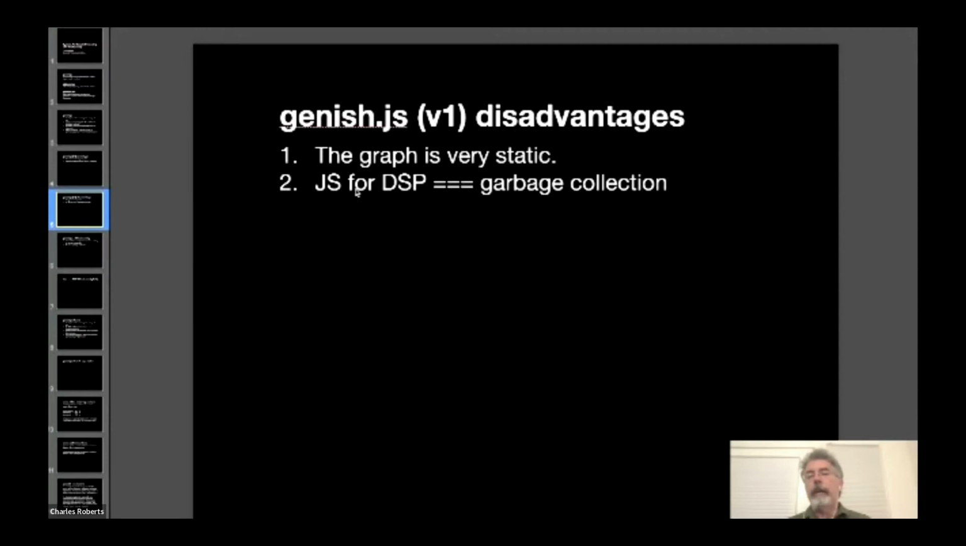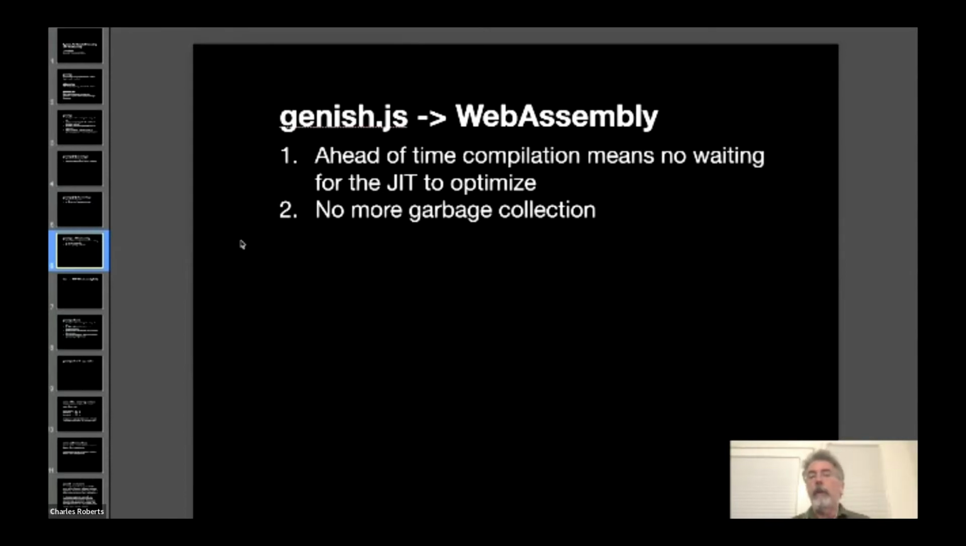wanting to be able to have more dynamic graphs and also wanting to avoid garbage collection, I wanted to move Genish to WebAssembly. So with WebAssembly, you get ahead of time compilation, which means you don't have to wait for the JIT to optimize at all. This might not be an issue if you're only loading your JavaScript function once and it's then running for the duration of your time on the browser page, and you're never having to modify it or optimize it again. But if you're having an audio graph that's constantly changing, then it becomes a problem, the JIT optimization. And then also to get rid of the garbage collection.